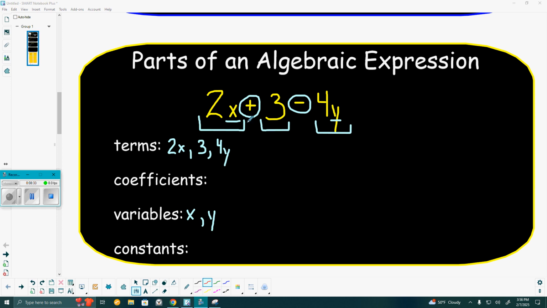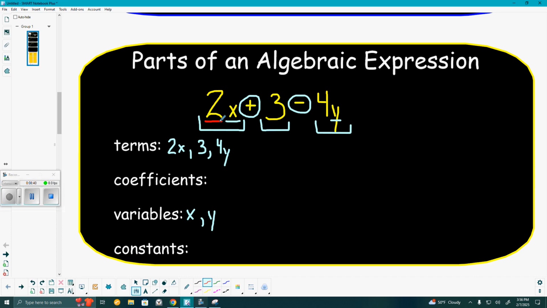Now that I know terms and variables, I can identify coefficients. Coefficients are numbers in a term that have been paired with a variable. So here I have 2 of them. 2 has an x with it, so it's our first coefficient. 4 has a y with it, so it's our second coefficient.